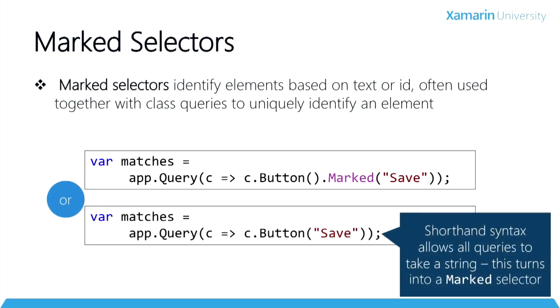Now in UITest 0.8.0, a shorthand syntax was added to all the query operators to make common queries easier to build and read. You can now pass a string into the query operator, and it will use a mark selector to find the given control based on that text. Either syntax is fine, they'll end up doing the exact same thing. The second one's just a little shortcut.